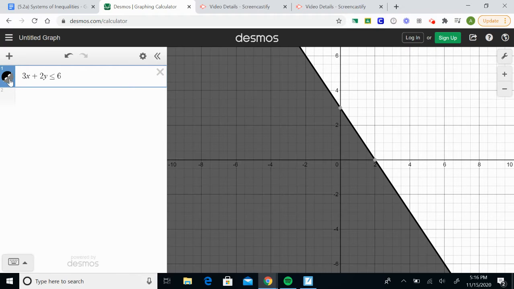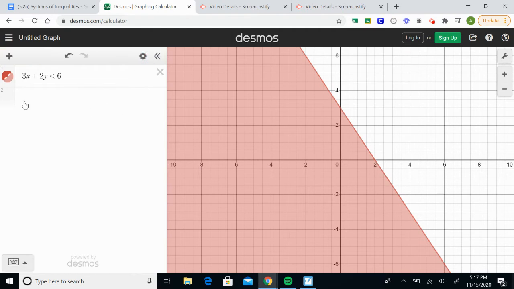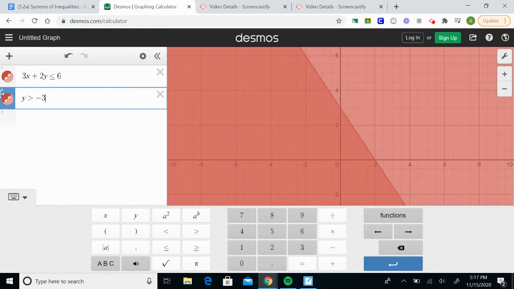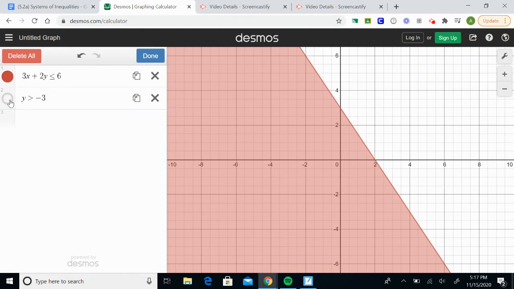I'm going to change the color to something that's not black. Yeah, there we go. Okay, and now let's get a second equation. So my second equation, I have y is greater than -3. We need that to be a different color.